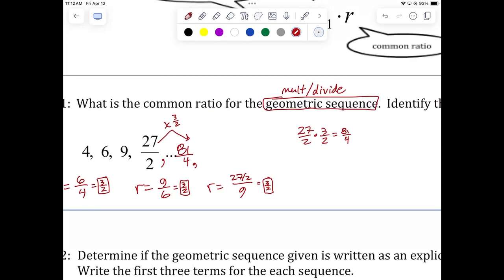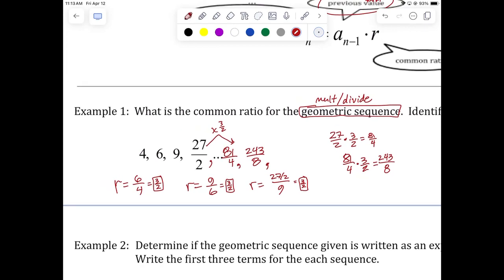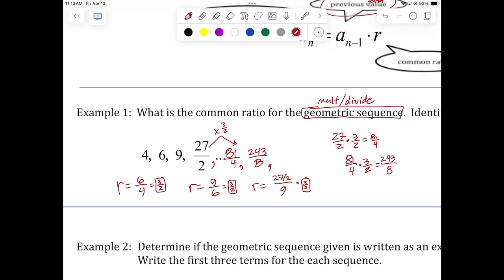But you said multiply, or times. Yeah. So let's do it off to the side. 81 over 4 times another 3 halves. Does anything divide out? I don't think so. So what's 81 times 3? 243 over 8. Okay. That's a funky sequence. I'm not a big fan of those numbers. I hate to say that out loud, but that's it.